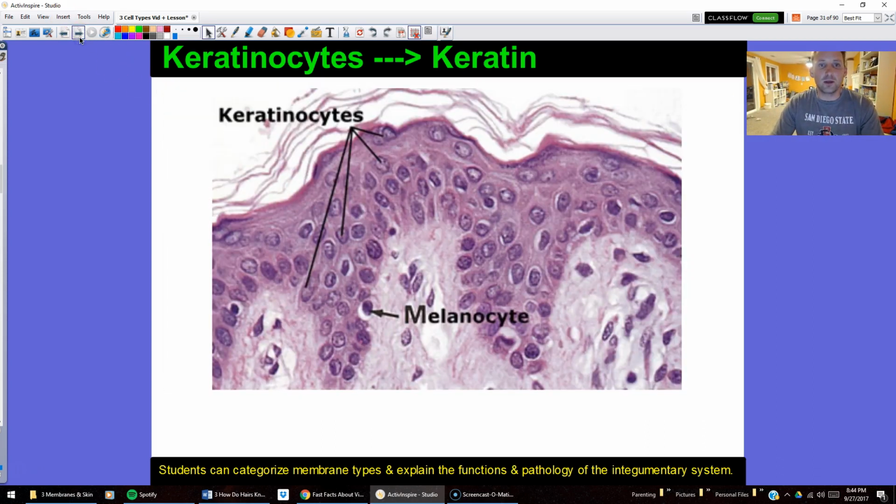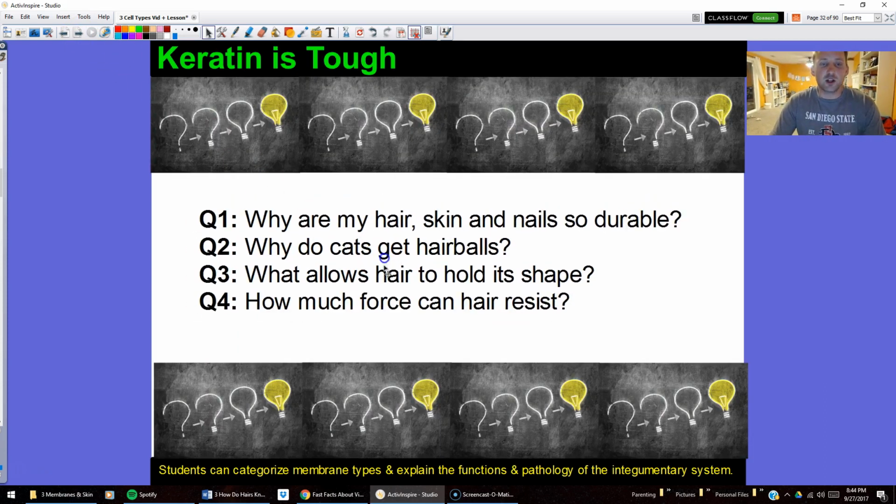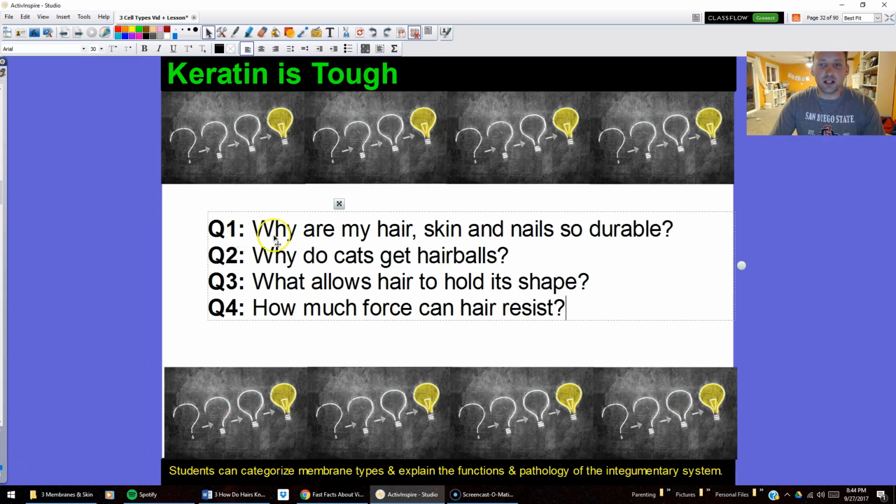Super important. So again, an x-ray of this, a real-life tissue x-ray of this membrane. The keratinocytes are all over in the epidermis. The melanocytes are in that stratum basale in the bottom of your epidermis. And those are the two coolest cells of your integumentary system. So questions we'll answer. Why are my hair, skin, and nails so durable? Why do cats get hairballs? What allows hair to hold its shape? How much force can hair resist?